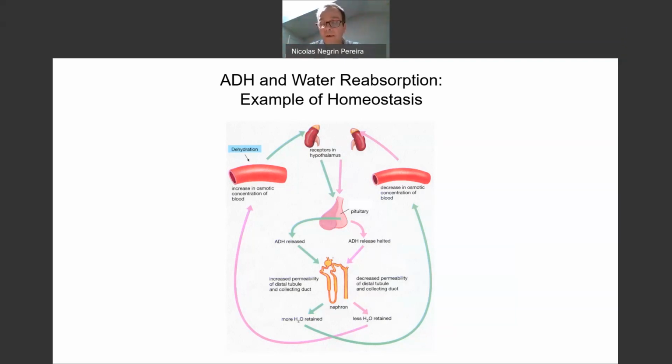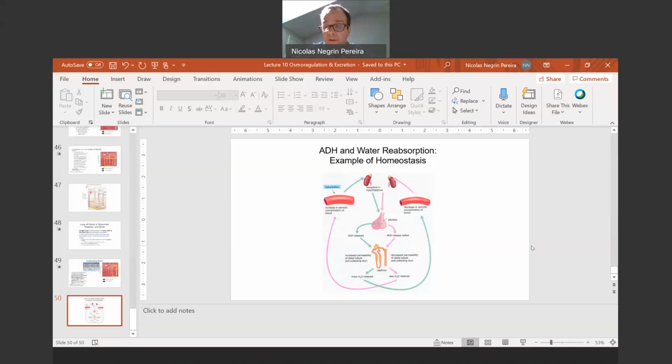So you have here how the diagram is showing us how ADH is able to control water reabsorption in the kidney. With this last slide, we finish with osmotic gradients, osmotic pressure, and excretory systems.